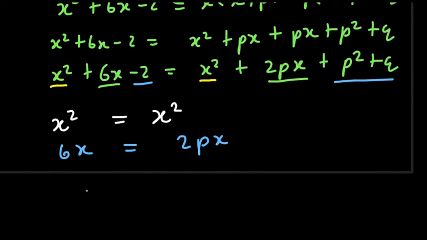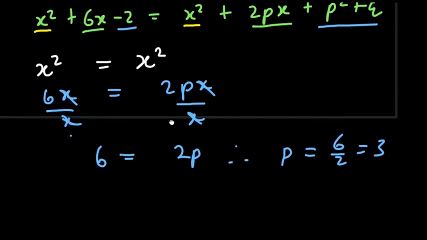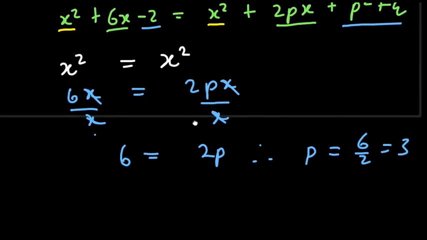The x's cancel out, and we are left with 6 is equal to 2p, and therefore p is equal to 6/2, which is 3. We found the value of p, now we need the value of q.